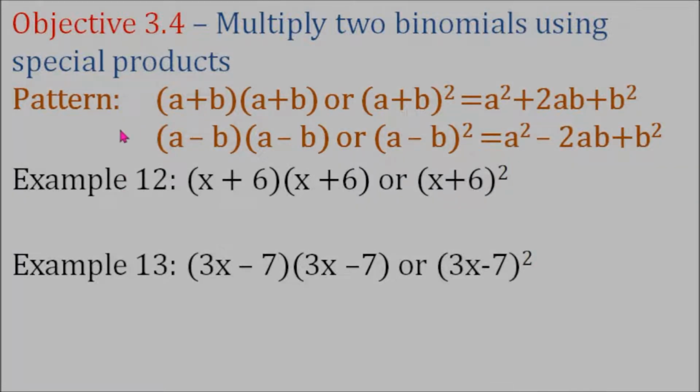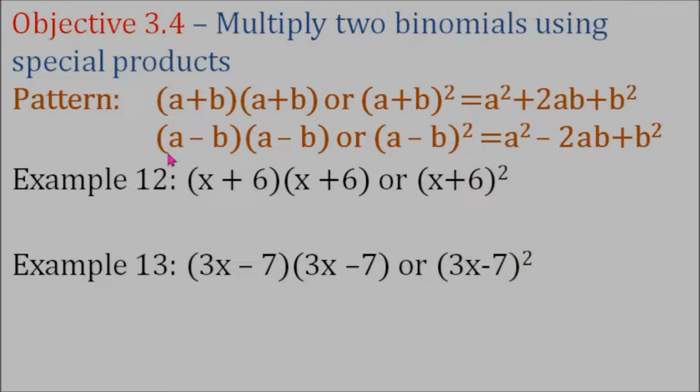For objective number 4, we have another pattern here. So that's the quantity a plus b times the quantity a plus b, or the quantity a plus b squared equals a squared plus 2ab plus b squared. How did we get this? We will just square the first term a, so that's going to be a squared. And then we multiply the first and the second term, a times b, that's ab, then double it, so it becomes twice ab. Then square the second term b, that's b squared.